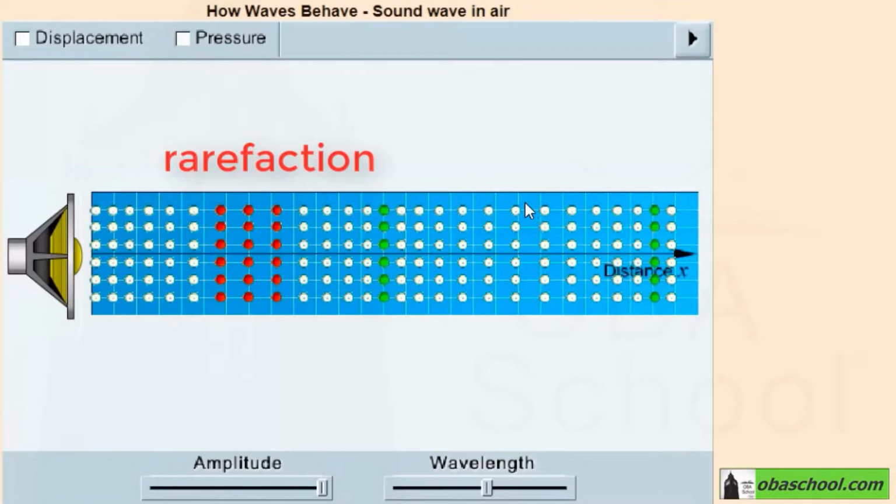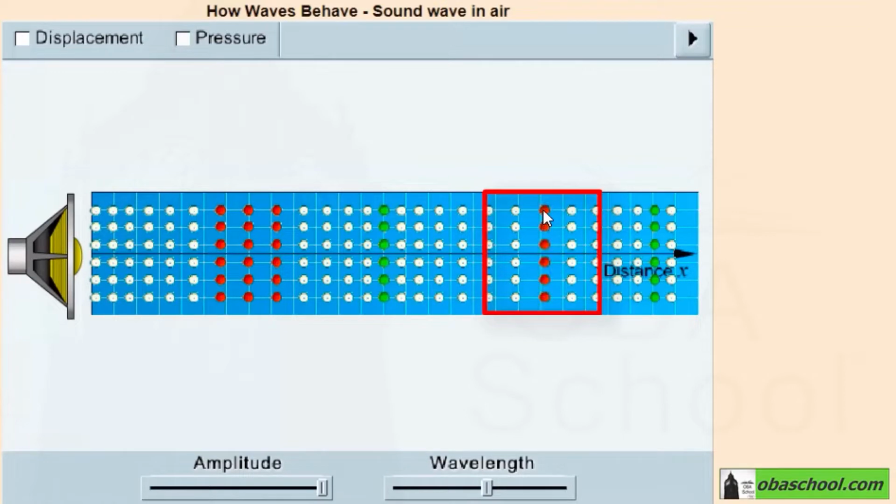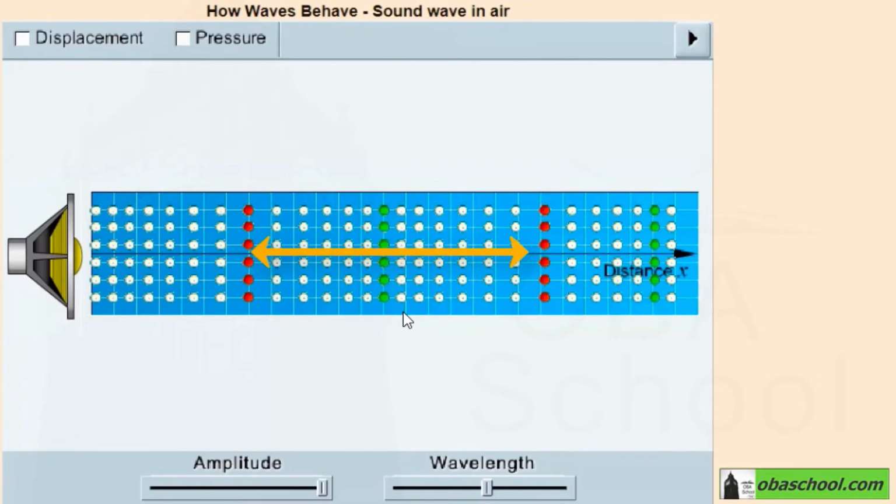We can find a similar one. For example, here, we can count the number of background squares to the center of the next rarefaction. So, this distance is called a wavelength, as you can see right here.